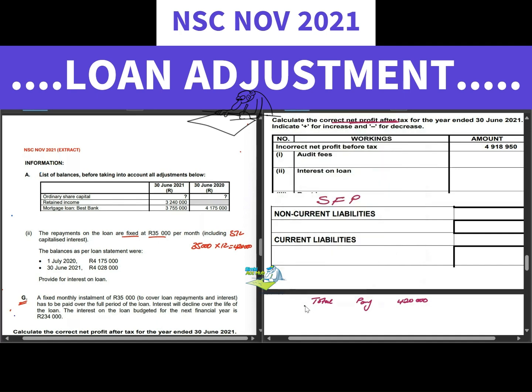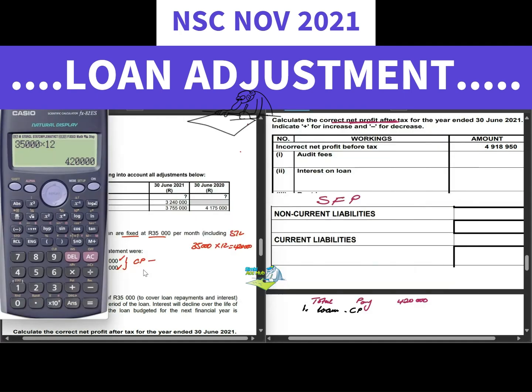Number one, I'm paying for the loan, the capital portion of the loan. To get the capital portion, you can simply get the difference between the balance on 1 July, which is 4,175,000, and the balance on 30 June, which is 4,028,000. The difference between these two tells me about the capital portion of the loan that has already been repaid.